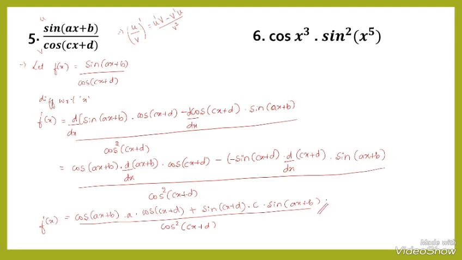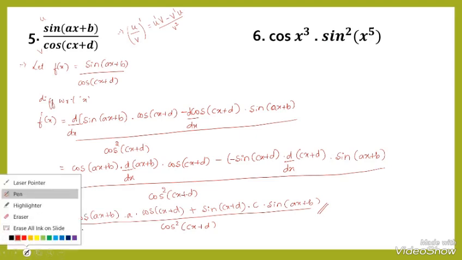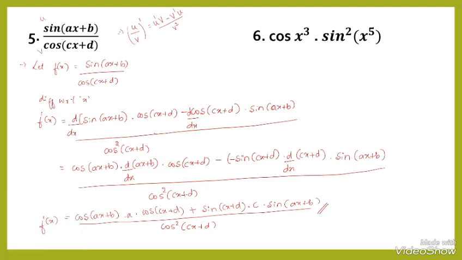Okay, now the next problem, question number 6. I will solve question number 6 here only, that's why I will erase this problem. Here the function is of the form u by v. Sin x and cos x are the two functions. So, of the form u by v, I can use the u by v formula.